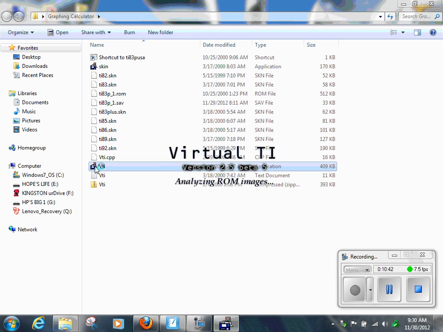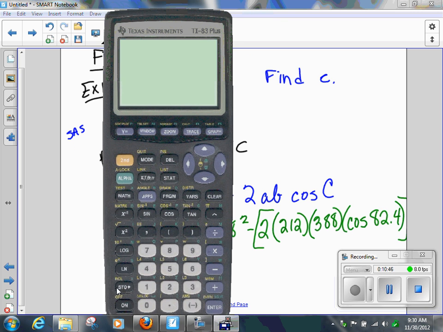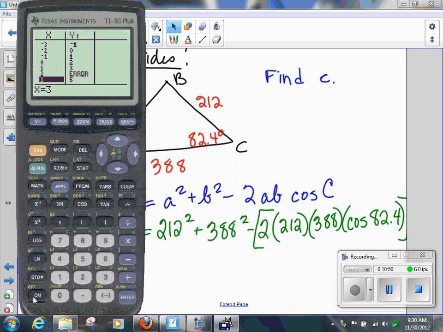Calculator has to be in what mode? Still should be in degree mode. Okay? How do you make a bracket? Just the parentheses. Just double your parentheses.